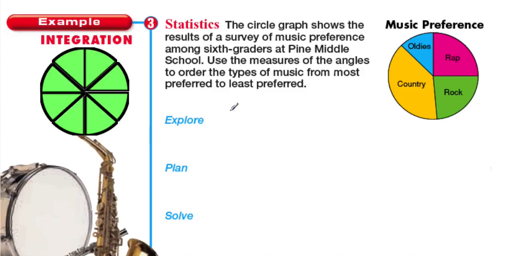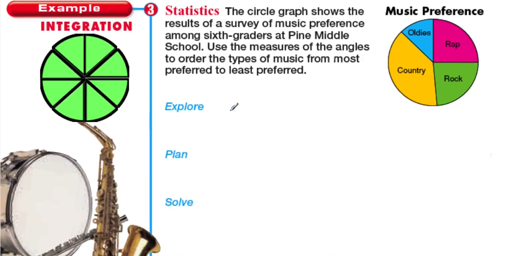Okay. Example number 3, statistics. A circle graph shows the results of a survey of music preference among 6th graders at Pine Middle School. Use the measures of angles to order the types of music from most preferred to least preferred.